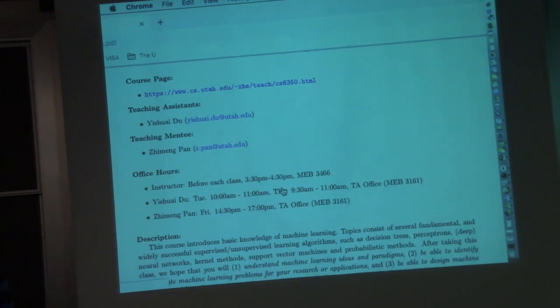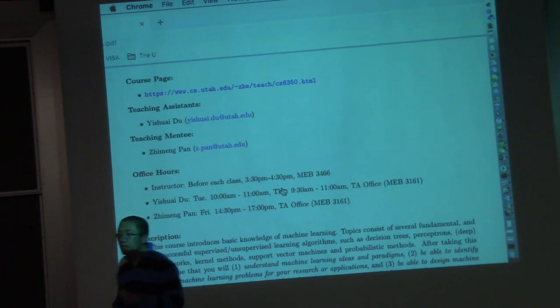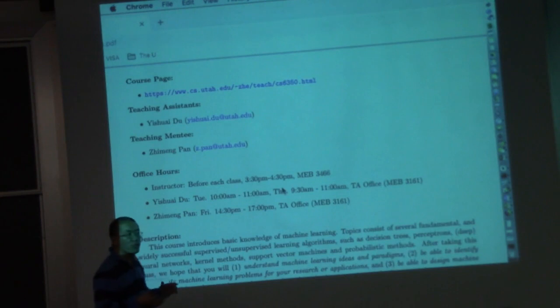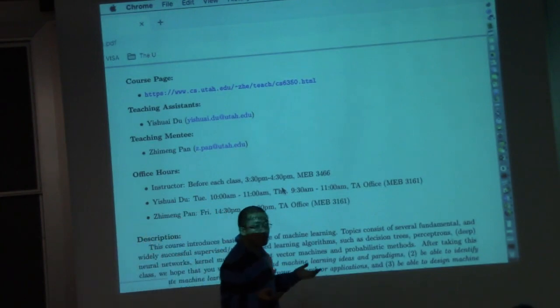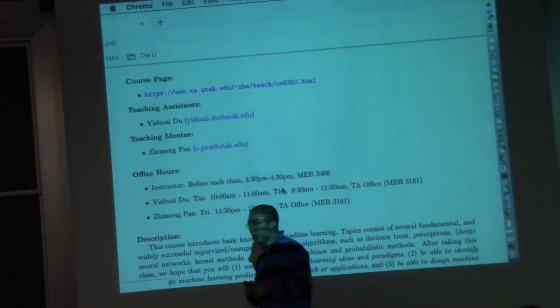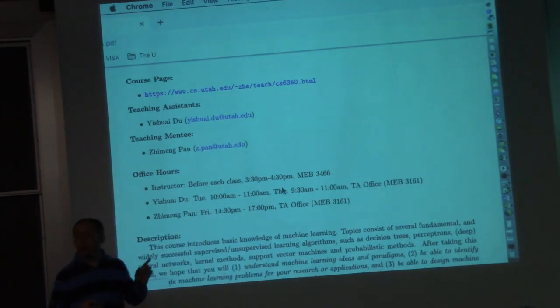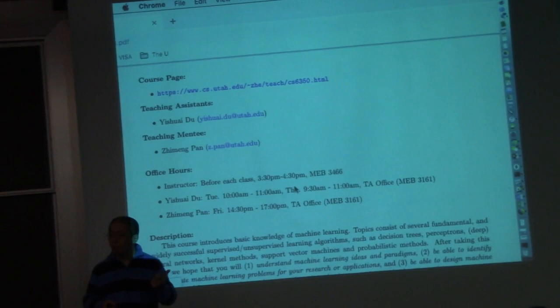And here are our office hours. We provide abundant office hours. Actually, every weekday we have office hours: Monday, Tuesday, Wednesday, Thursday, Friday, every day. So if you have any questions regarding the course, such as course content, assignments, course projects, whatever, don't be shy. Go to the office hour. We're ready to help you.